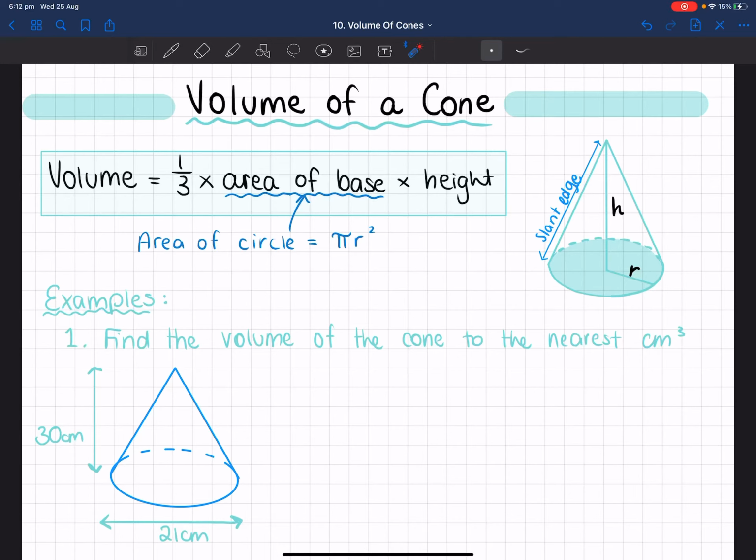Hello, Year 9. Today's lesson continues on from yesterday's, where we looked at the volume of a pyramid. Today we're looking at the volume of a cone.